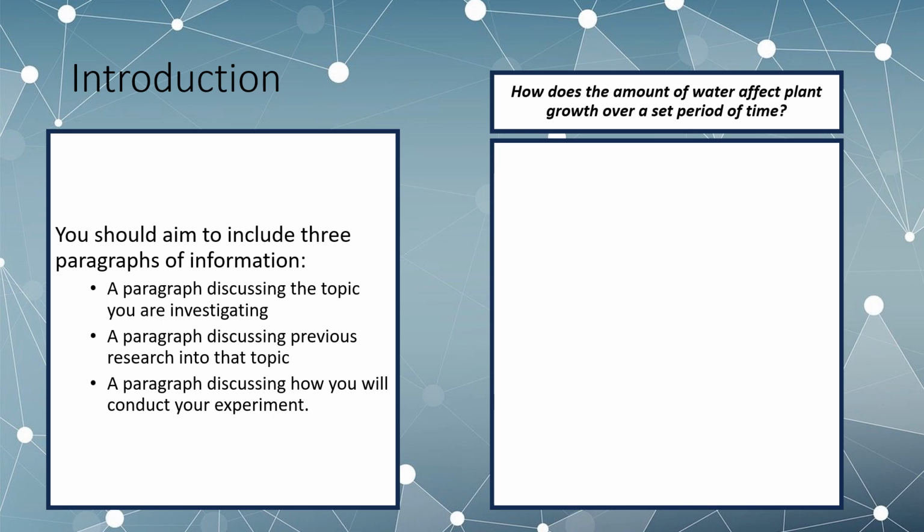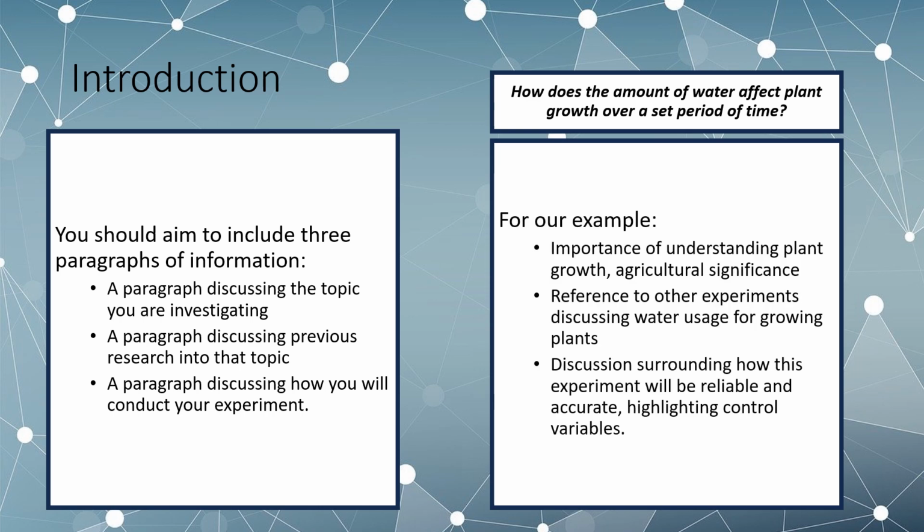Looking at our example of how does the amount of water affect plant growth over a set period of time, for our first paragraph, you should talk about the importance of understanding plant growth and the agricultural significance of knowing how much water is helpful when growing plants. Your second paragraph could reference other experiments discussing water usage for growing plants. It's always good to include actual references in these first 2 paragraphs. And your final paragraph would discuss how you would make this experiment reliable and accurate, highlighting those control variables and how you intend to maintain control over them to make your experiment fair.